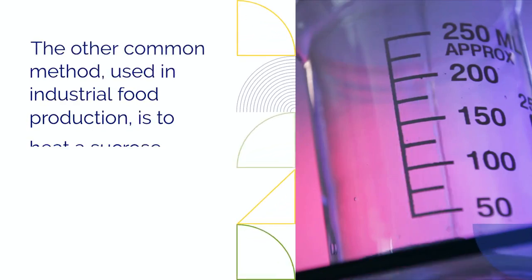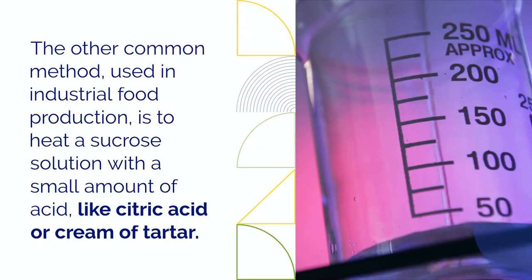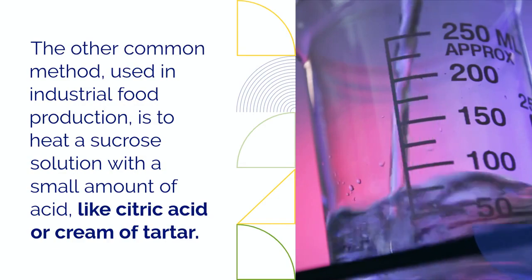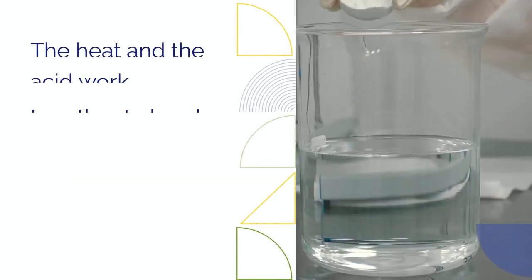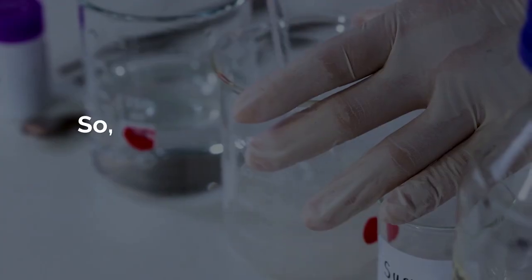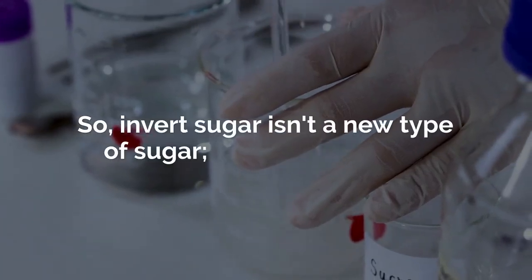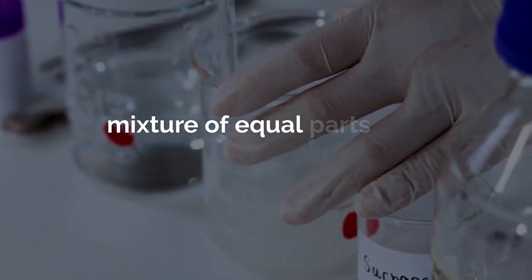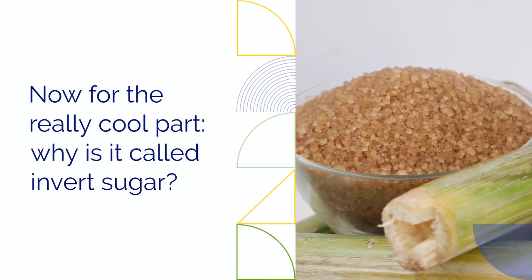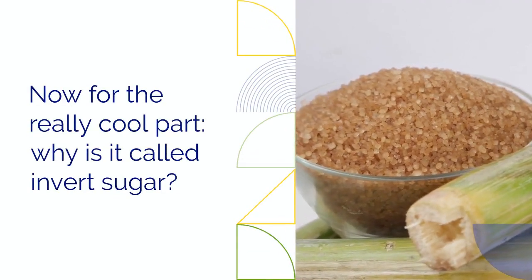The other common method, used in industrial food production, is to heat a sucrose solution with a small amount of acid, like citric acid or cream of tartar. The heat and the acid work together to break the glycosidic bond, freeing the glucose and fructose molecules. So, invert sugar isn't a new type of sugar, it's simply a liquid mixture of equal parts free glucose and free fructose.